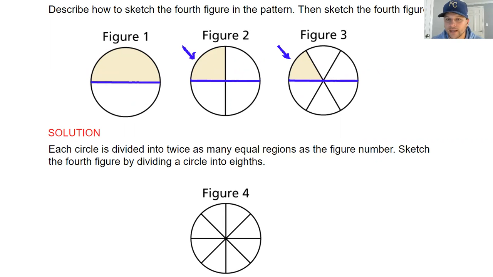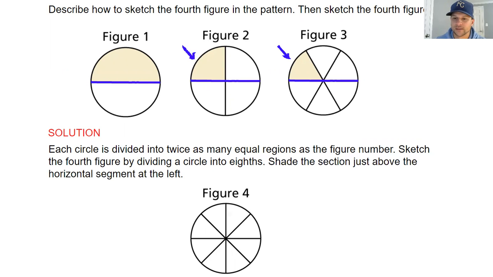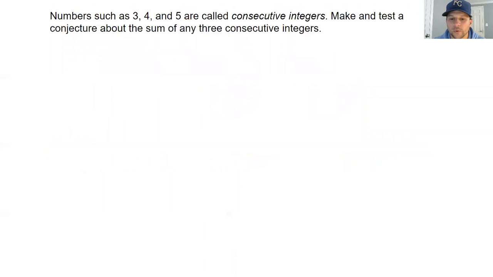And that horizontal line will help indicate what area is going to be the shaded one. So in figure 1, it's above the horizontal line. Figure 2, it's the first one on the left above the horizontal line. Figure 3, first one on the left above the horizontal line. So you're going to shade that section above the horizontal segment on the leftmost part above the horizontal line. And that would be your fourth figure.